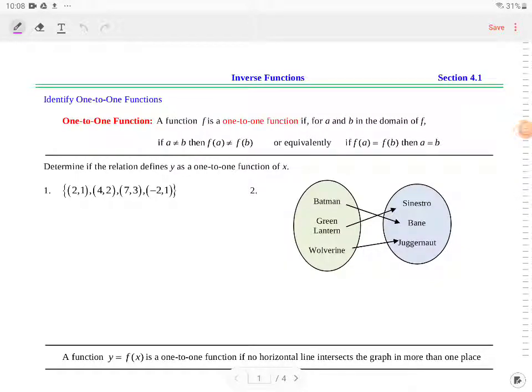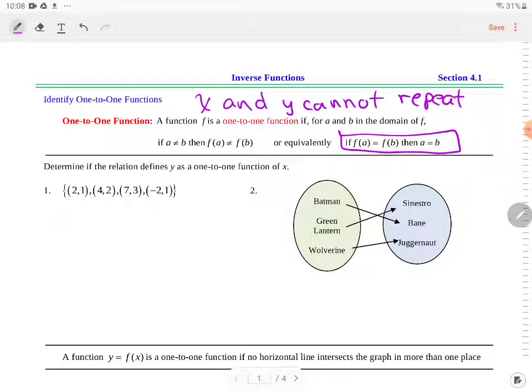Lesson is on inverse functions, and we are going to identify whether or not a function is one-to-one. To be one-to-one, both the function and its inverse have to be functions. The theoretical definition is a function is one-to-one if for a and b in the domain of f, if a does not equal b, then f of a does not equal f of b. Or equivalently, if f of a equals f of b, then a equals b. This is the one we see more often. A little more simply, x and y cannot repeat for a one-to-one function.